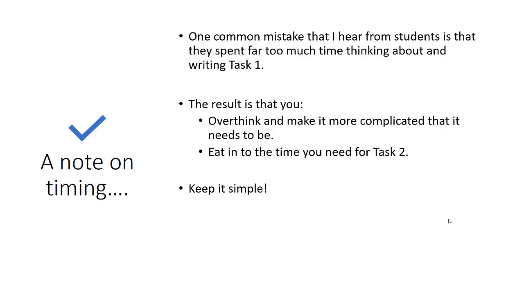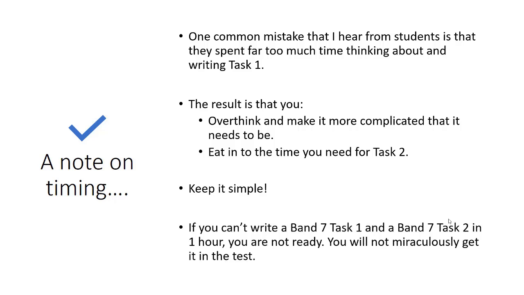The way that you get a band 7, band 8, or band 9 is by writing everything very clearly and realizing that task 1 is not that difficult, but you are overcomplicating it. If you can't write a band 7 task 1 and a band 7 task 2 in 1 hour, you're not ready. You're not going to miraculously get it in the test. So don't do the test until you are ready.